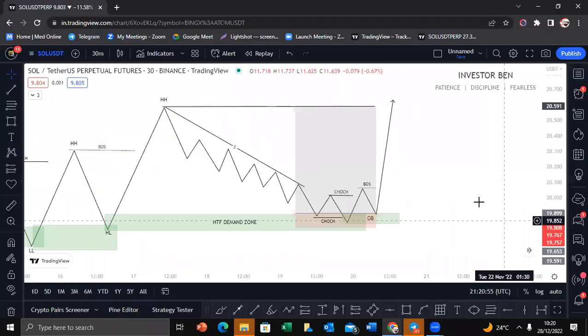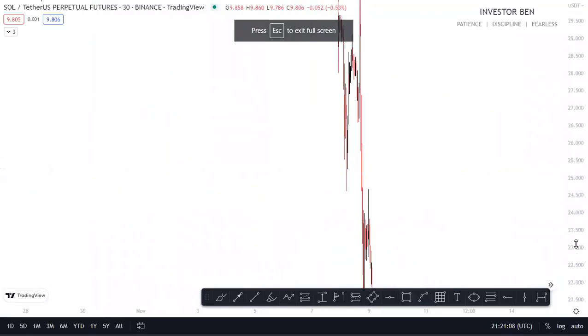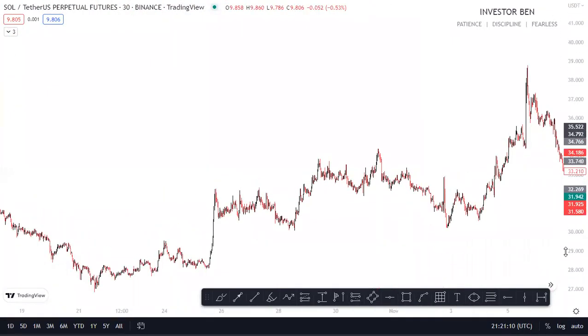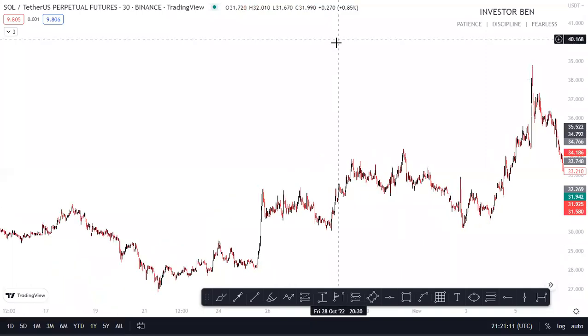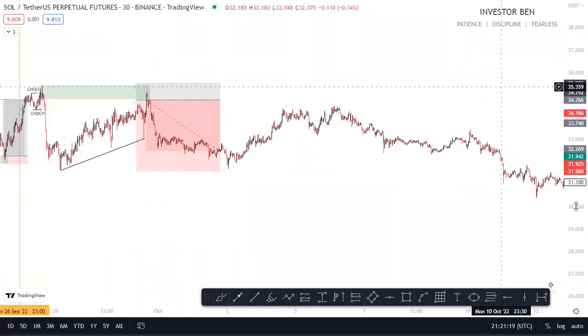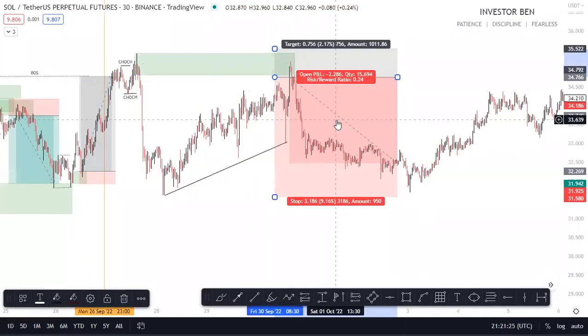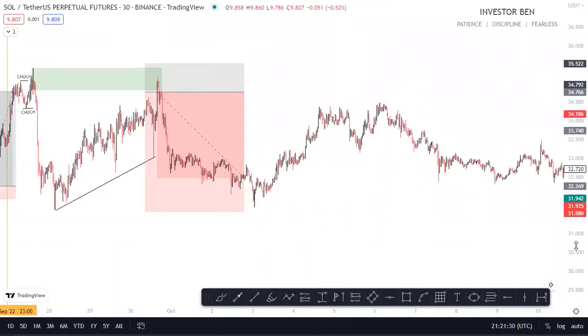A change of character is a reversal sign. When price wants to reverse from an uptrend to a downtrend, you see change of character, right? Or from a downtrend to an uptrend, you see change of character. But when price wants to continue in trend, you see BOS. It signifies trend continuations. So we have our liquidity here and price tapped on this supply zone, and then we start selling to the downside, right? Let's continue with this.